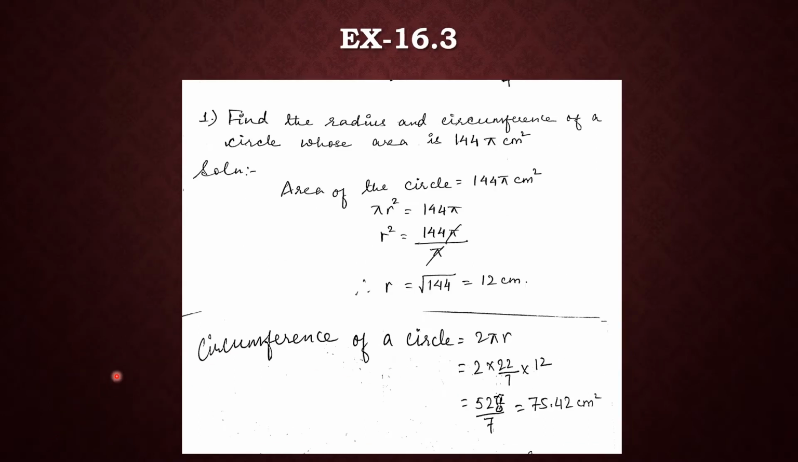Let us look into the first question here. We are discussing exercise 16.3. Find the radius and circumference of a circle whose area is 144 pi centimeter square. So we know the area of the circle is pi r square. Just putting in the values, we get r is equal to root over 144, that is equal to 12 centimeter. And the circumference of a circle we know is 2 pi r. So putting in the values, we get 75.42 centimeter.